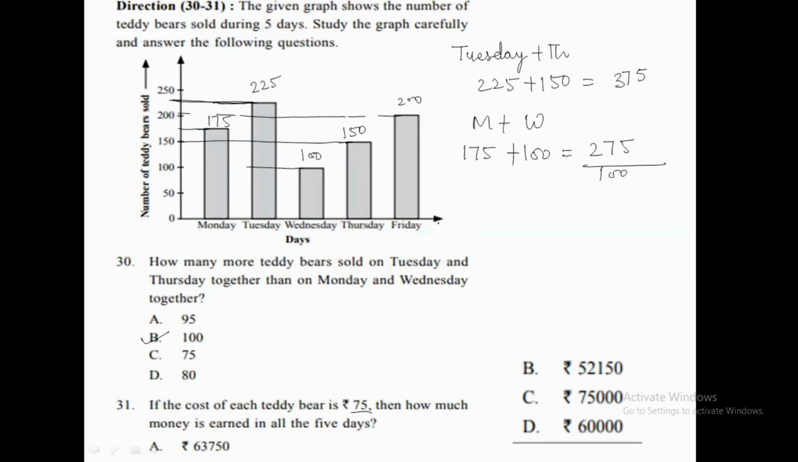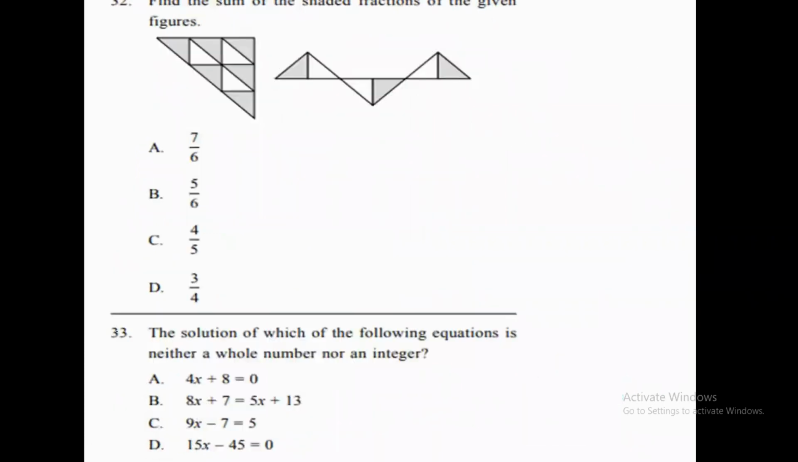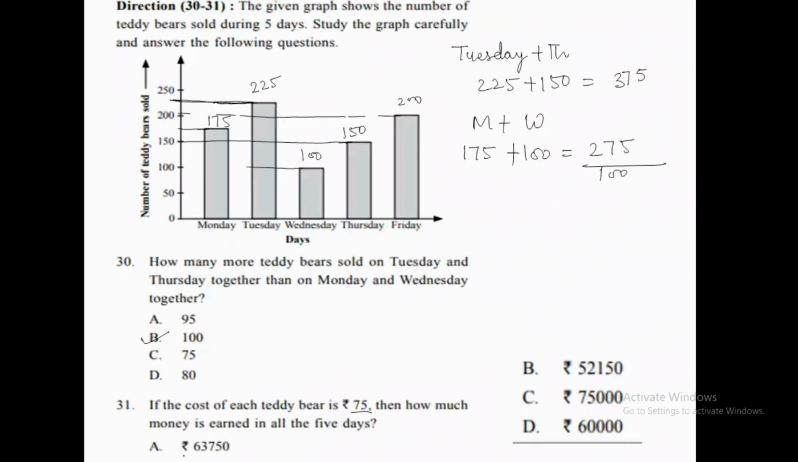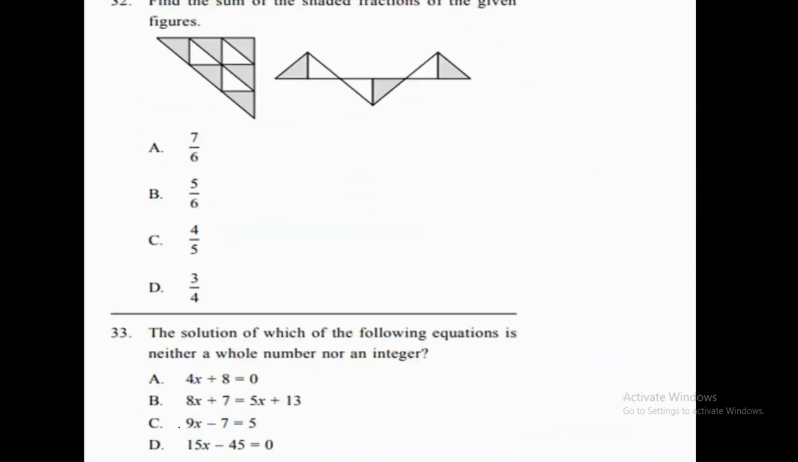Now we need to add them all. Whatever we get, we need to multiply that with 75. When we do it, we get 63,750. So that's why option A is our correct answer. Now let's move to question number 32.